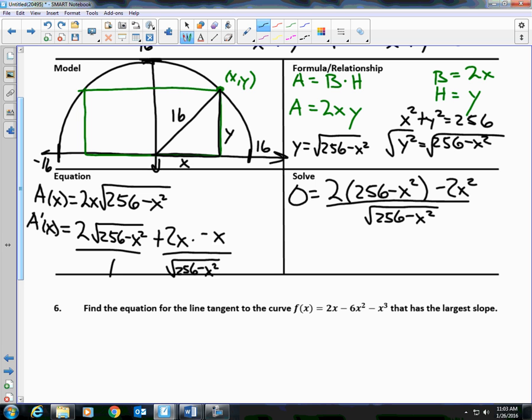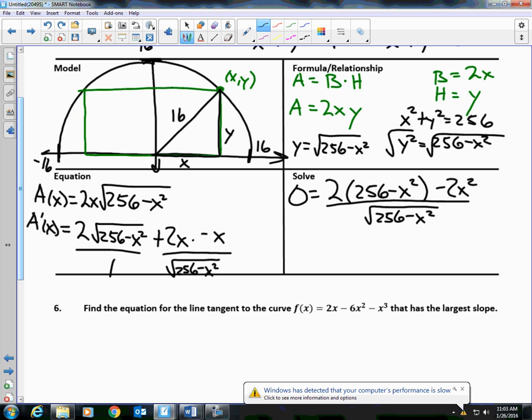Am I concerned about where the denominator is equal to 0? No. Where is the denominator equal to 0? 16 and negative 16, right? Well, look at your problem. Does it make sense that 16 and negative 16 wouldn't really be reasonable solutions? Yeah.